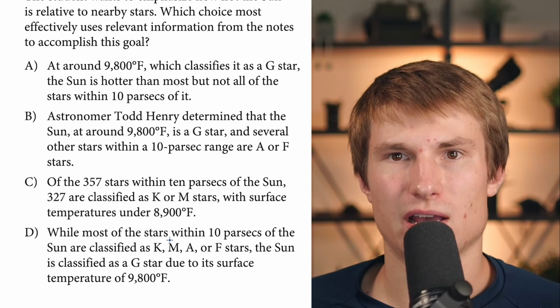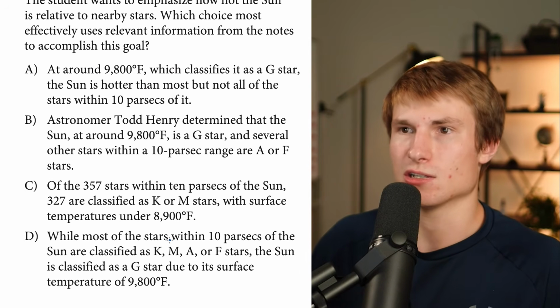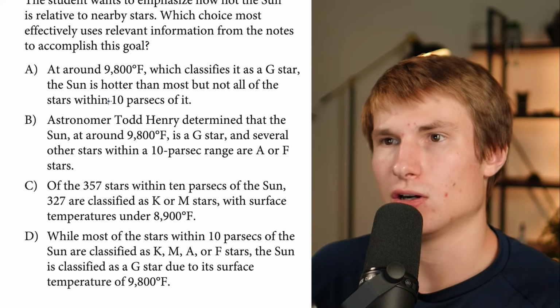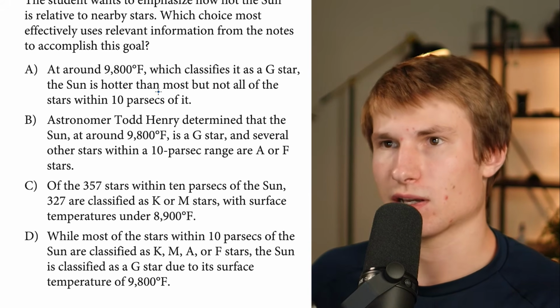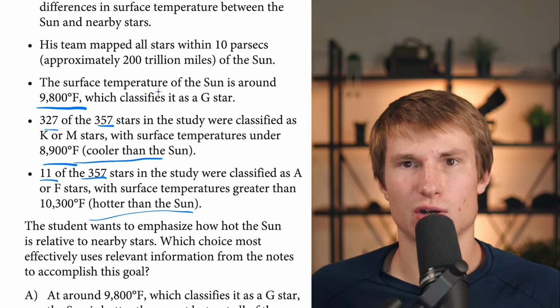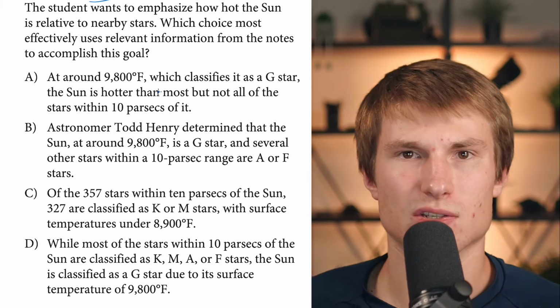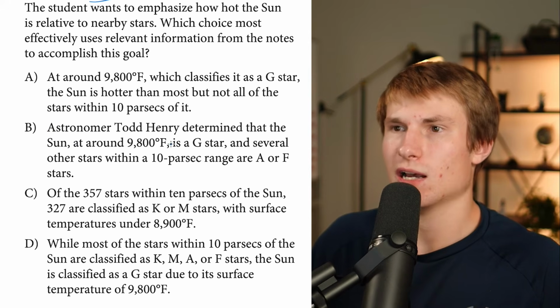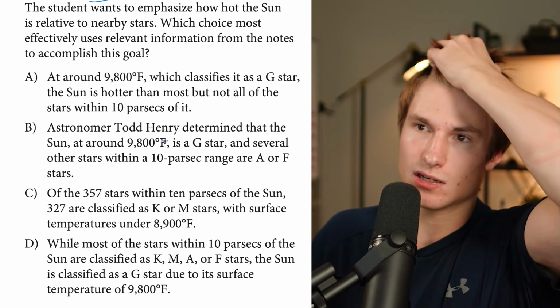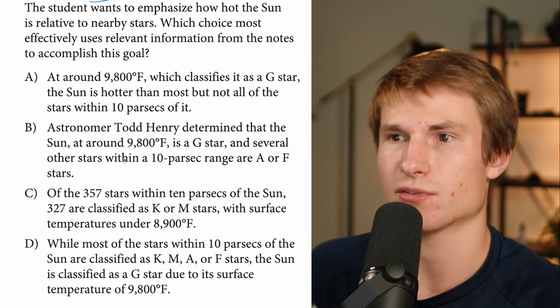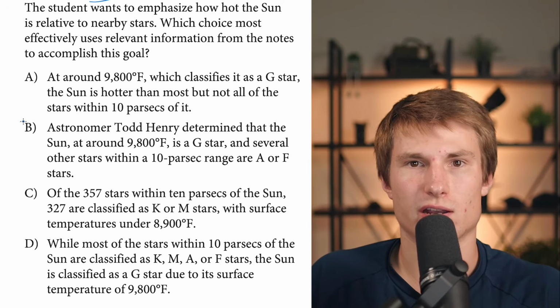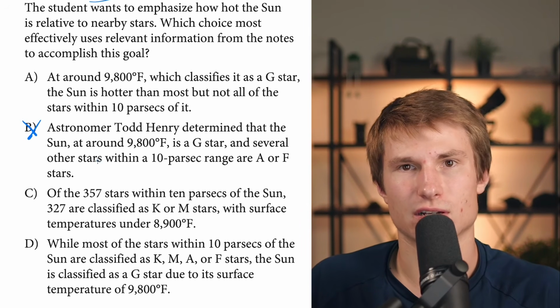So we've got option A: at around 9,800 degrees Fahrenheit, which classifies it as a G star, the sun is hotter than most, but not all of the stars within 10 parsecs of it. Let's make sure it's within 10 parsecs was the study. We see that it is, so that one looks really strong. We'll take a look at B, C, and D as well, though. B: Astronomer Todd Henry determined that the sun, at around 9,800 degrees Fahrenheit, is a G star, and several other stars within the 10 parsec range are A or F. That's not emphasizing how hot the sun is, so that's why that one's wrong.